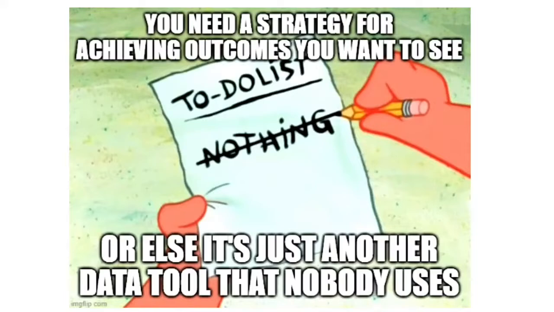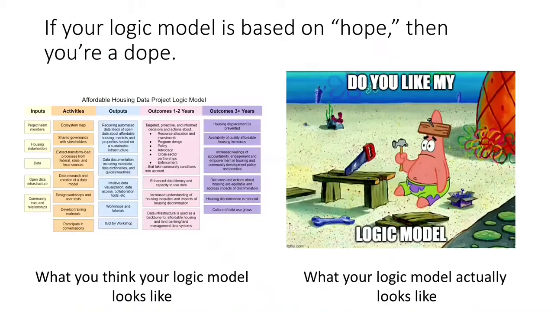And the thing I'm going to talk about from here on out, and Steve too, is you really need a strategy for achieving outcomes you want to see. And we're going to talk about some of the processes that we use. Or else it's just a data tool that nobody uses. We can build great data tools in this room, but if we don't think about the strategy for actually translating that to action, we're doing our communities a disservice or missing opportunities.